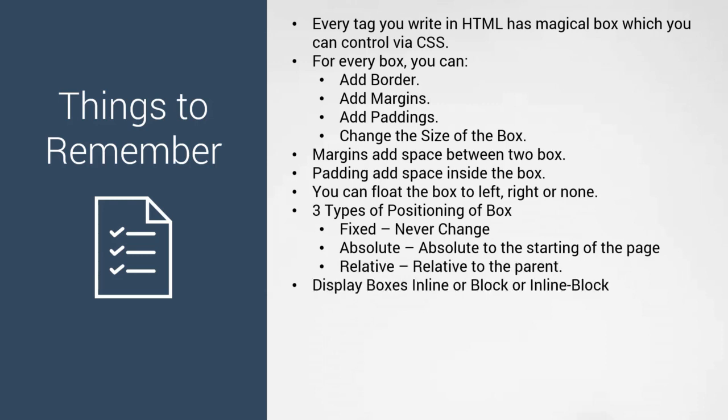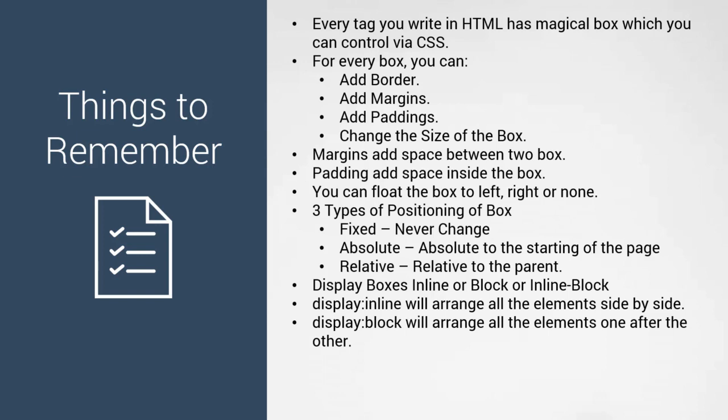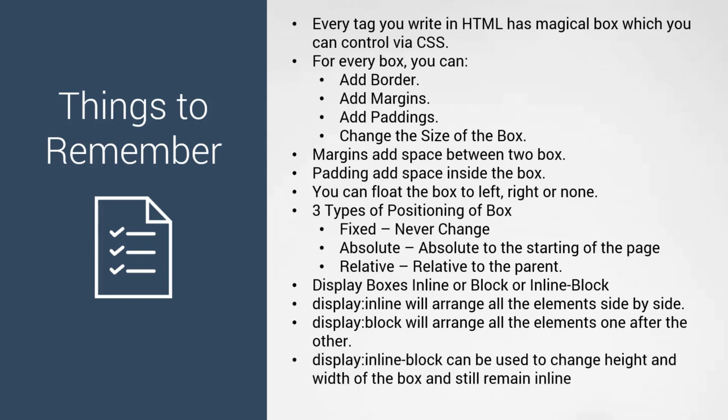Then we have seen how to display boxes, like how to display them inline one after the other, how to display a block, and how to have inline block, which has a width and a height. Okay, these are the three properties. Display inline will arrange all the elements side by side. Block will arrange all the elements one after the other. And inline block can be used to change the height and the width of the box, which still remains inline. Alright, so these are the things we have seen in this section.